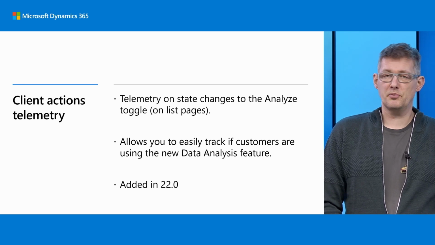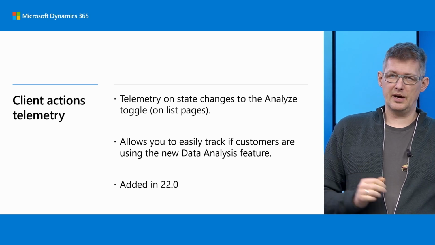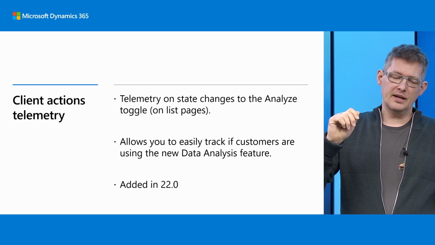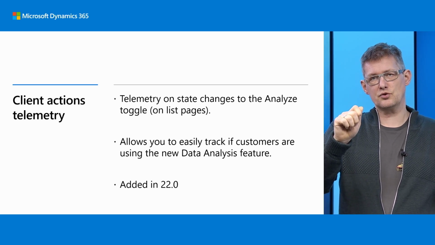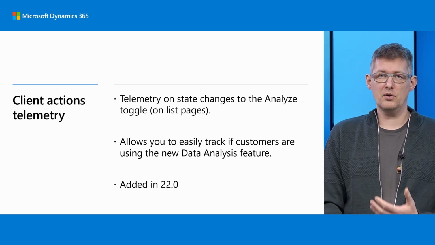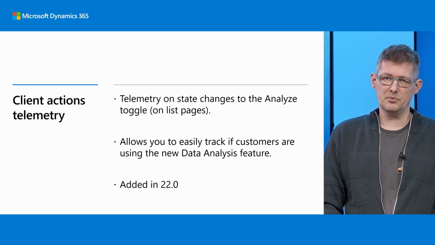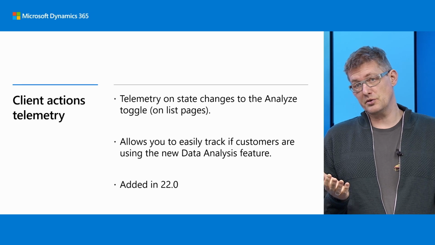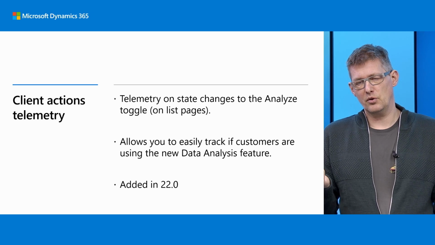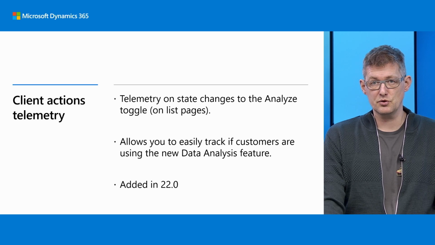Client actions, brand new. You might have seen the new hyped feature analysis mode or data analysis on lists. In here, the user needs to toggle and turn something on. And this is now logged to what we call client action telemetry. This is the first of hopefully many actions that we will log here. So you can use this to track whether your users start using data analysis. And again, of course, absence of this means they don't. This was also added in version 22.0.